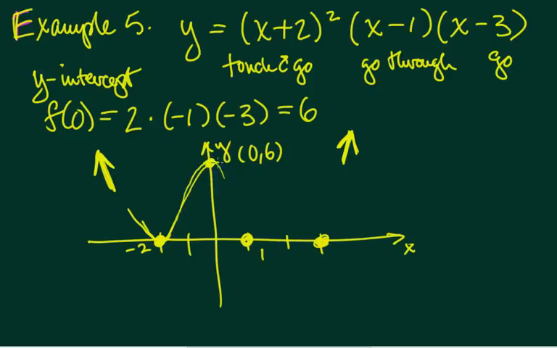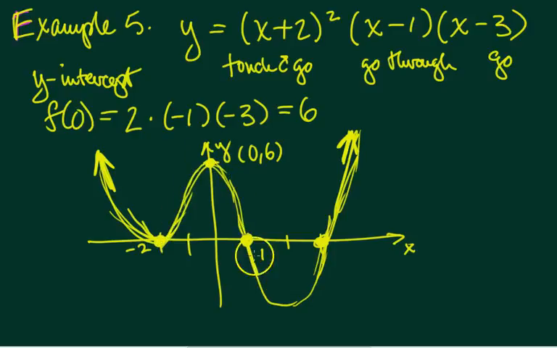y equals 6. Then back down to do a go through there and a go through there, because positive 1 and positive 3 are zeros of multiplicity 1. And so I connect all the spaces and try to make it nice and round. And there we are. And of course, I'm going to, in principle, know which parts are greater than 0 and less than 0. I'm not going to spell that out right now.